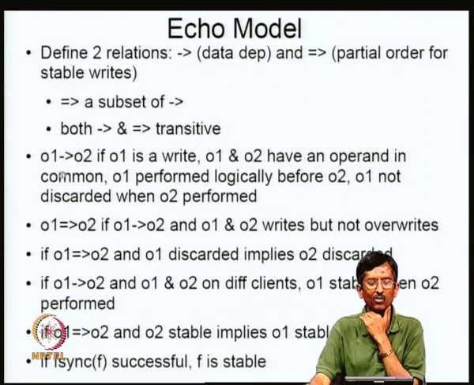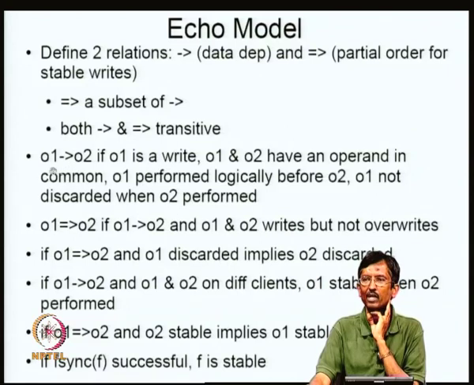What is this one saying? O1 arrow O2. This means O2 is dependent on O1, and that means that O1 and O2 should have an operand in common, and O1 is a write. And O1 has to be done logically before O2, and in case O2 gets done, that means O1 cannot be discarded because it's a write. That means if it has dirtied the buffer cache, that content cannot be discarded. It has to make its way to the disk. That's what this is.